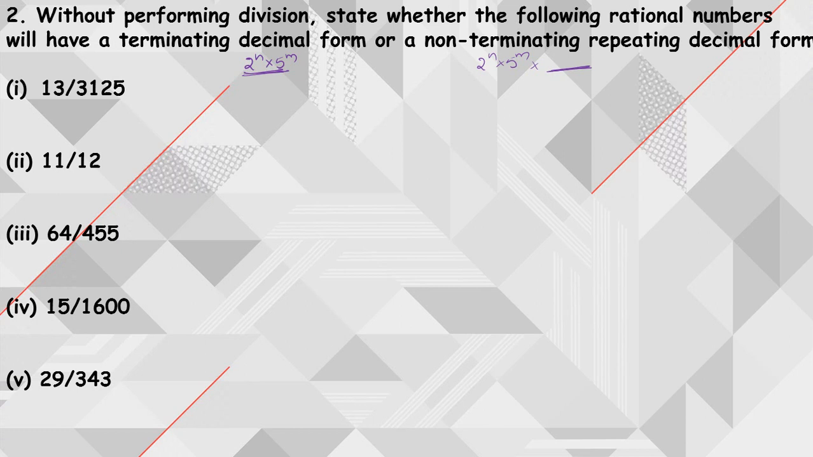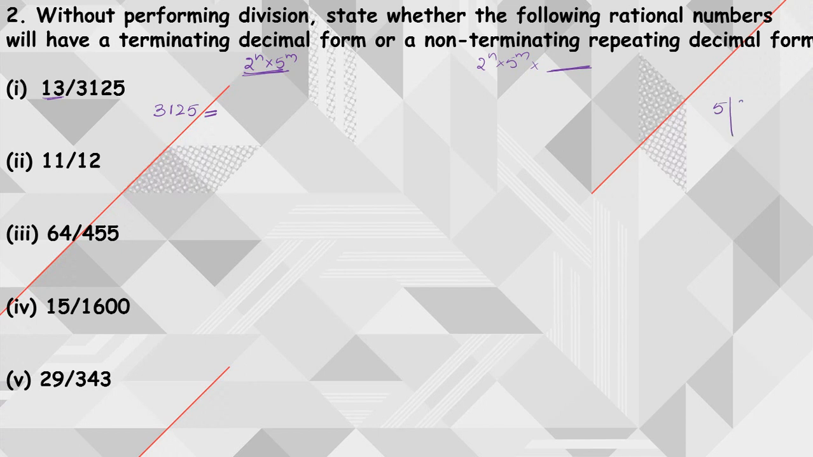In these problems, first of all we need to see whether the given p by q forms are co-primes or not. So question number 1: 13 by 3125. Here 13 is a prime number and 3125 doesn't contain the factor 13, right? So what we need to do is write 3125 in the form of 2 power n into 5 power m. Or simply, by using the fundamental theorem of arithmetic, 3125 is a composite number, so you need to do its prime factorization. First of all, do prime factorization for 3125.